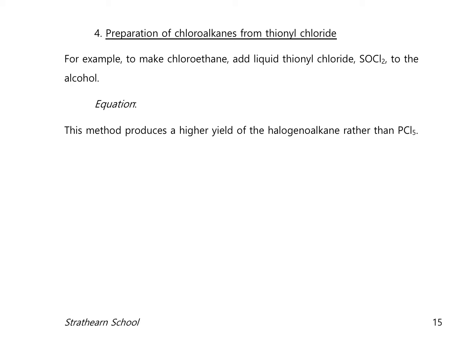Your next method is also preparing from the corresponding alcohol, but this time using thionyl chloride, which has the formula SOCl2. Thionyl chloride would have this structure in terms of bonding, although that doesn't reflect the true shape of the molecule, but that gives you an idea of the bonding. And it will react with an alcohol to produce the corresponding halogenoalkane.